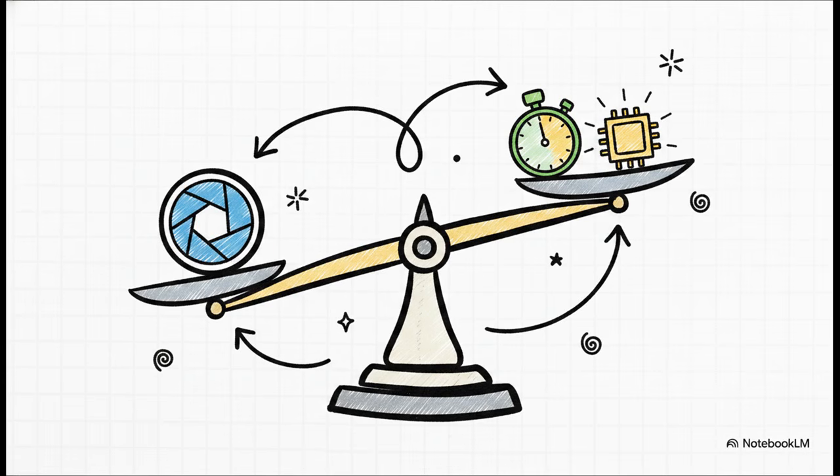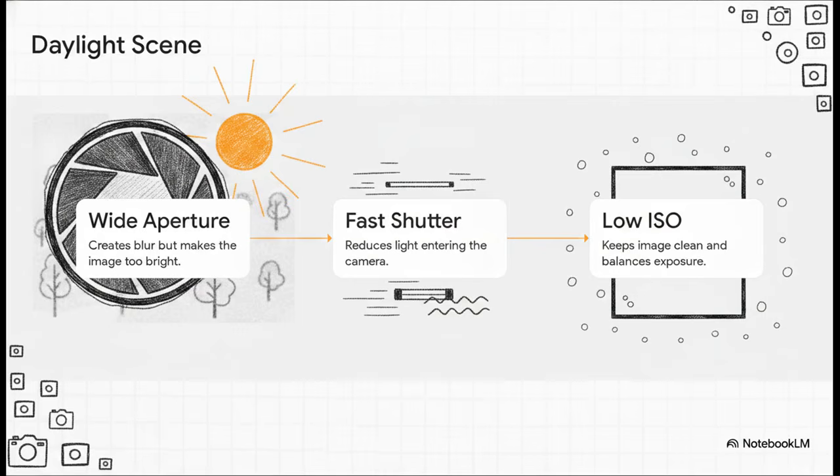For example, if you close your aperture because you want everything in focus, well, your image instantly gets darker. To compensate for that lost light, you now have to either slow down your shutter speed or bump up your ISO. It's just a constant, delicate balancing act. Let's walk through a practical scenario to see how this actually plays out.